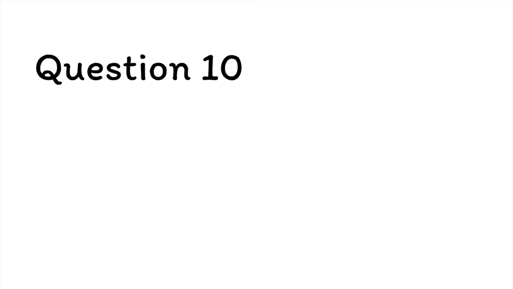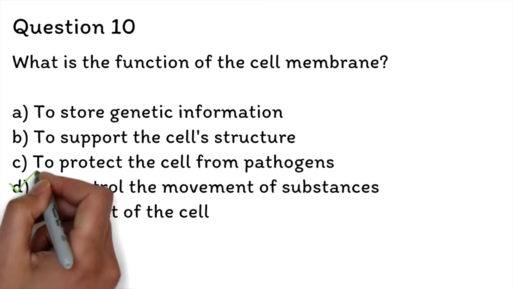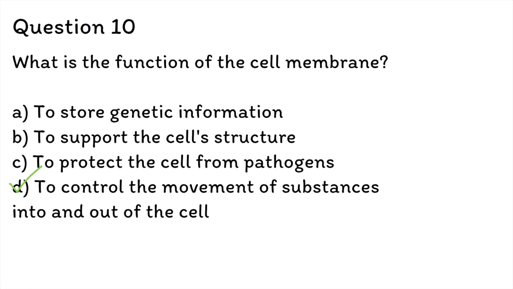Question 10. What is the function of the cell membrane? A. To store genetic information. B. To support the cell structure. C. To protect the cell from pathogens. D. To control the movement of substances into and out of the cell. The correct answer is D. To control the movement of substances into and out of the cell.